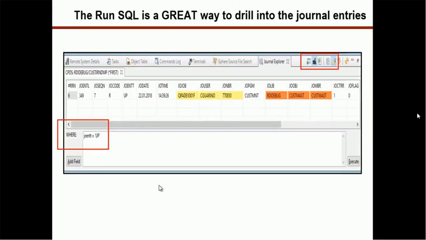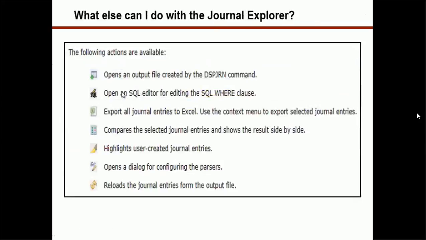I also like this feature. This is the SQL feature where you can actually select via SQL different entries in your out file based on different codes. So for example, over here, I entered SQL. I said where the journal entry type equals UP, which is obviously update, and this window then got populated based on my SQL request for update. And these are all the different things you can do with the Journal Explorer. You can see there's quite a few things in there.